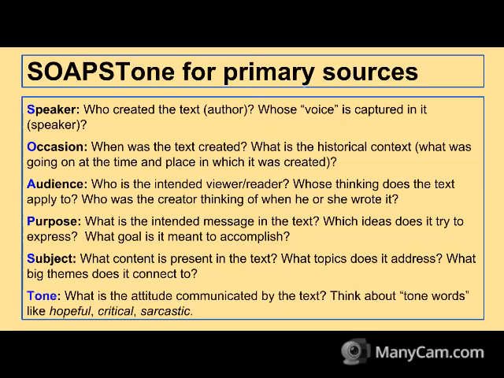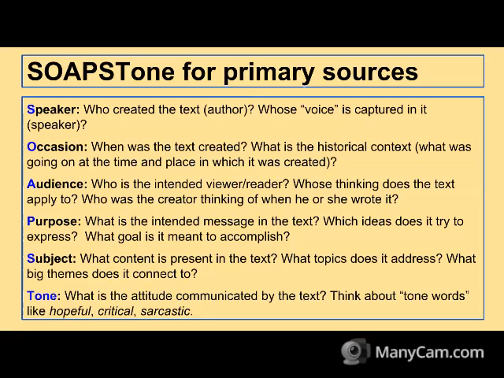And finally, the tone. What is the attitude communicated by this text? Think about tone words, words that could be used in a descriptive way to describe the tone or the vibe of a text. Words like hopeful, critical, sarcastic. Analyze the literary content of the text for tone.